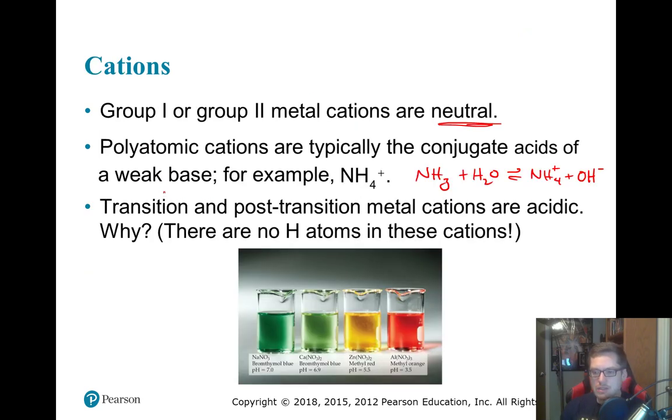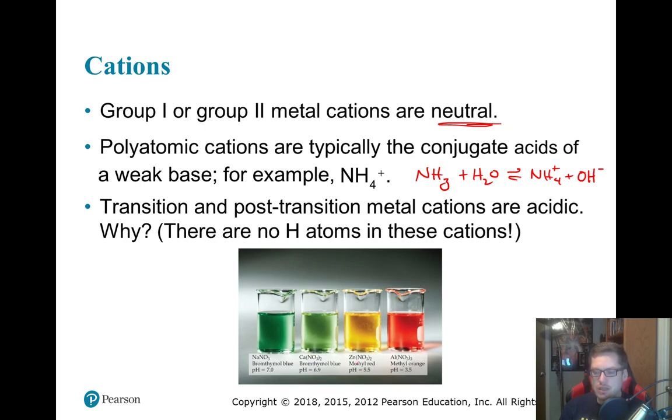The conjugate acid of a weak base would create an acidic solution. And then finally, transition and post-transition metal cations are acidic. All right, so here's sodium nitrate. It's neutral, which is exactly what we predicted based off of what we've talked about so far. But calcium is also essentially acidic because that's a group 2 metal.